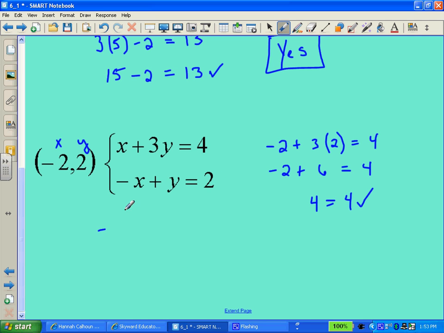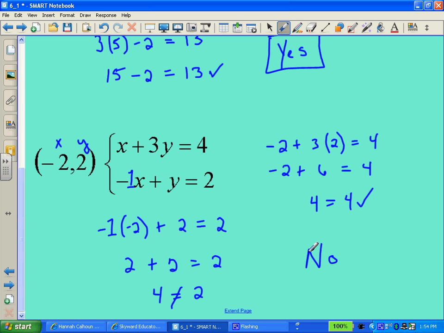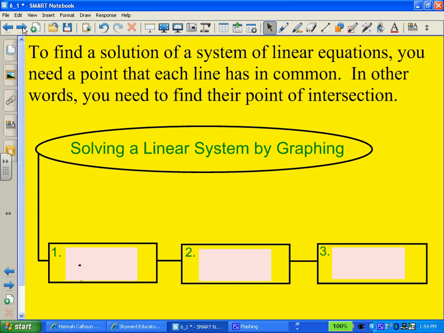Now let's look at the second one. We have negative x. So remember, that's like negative 1 times x. So this is really like negative 1 times negative 2 plus 2 equals 2. So negative 1 times negative 2 is 2, plus 2 equals 2. As you can see, this does not work because I get 4, and that is not equal to 2. So negative 2, 2 is not a solution of this particular system. Okay, so that's how we do the first type of problem you're going to see today, is just plug in the values for x and y and state whether or not it is in fact a solution.